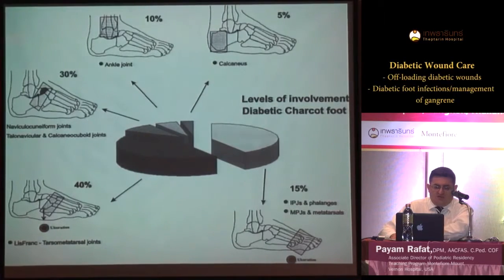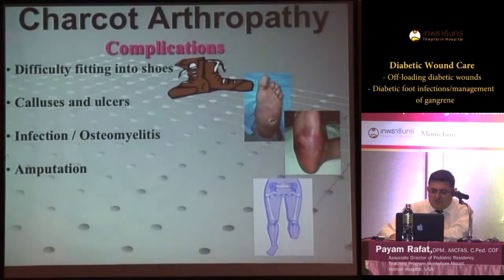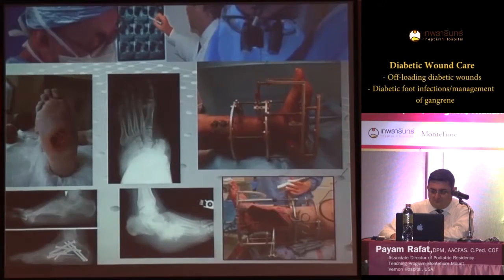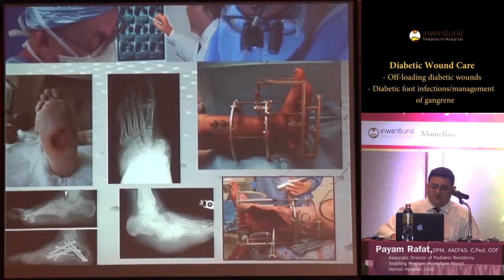The most common area of a fracture, dislocation, or Charcot breakdown would be in the tarsometatarsal Lisfranc's joint area, but Charcot changes can happen at really any joint in the foot. Complications include difficulty fitting in shoes because they have an abnormal deformed foot, calluses, ulcerations, infections, osteomyelitis, and sometimes leads to amputation. Sometimes they may need extensive reconstructive surgery to address the issue.